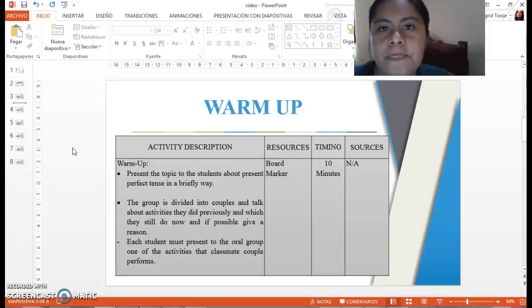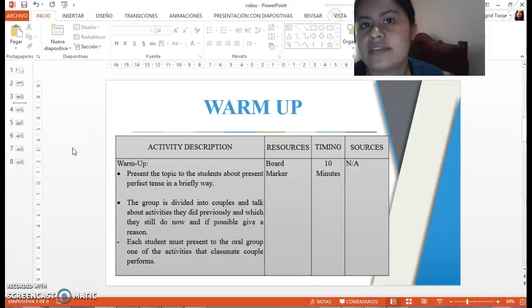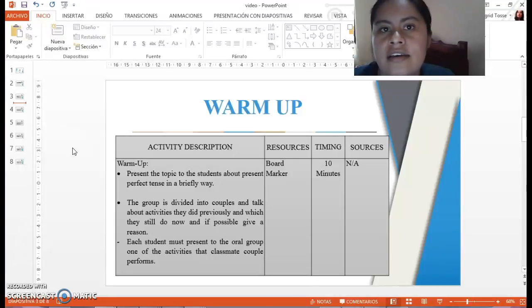And then the course is divided into couples, and the students should speak about the activities that they did previously and which they still do now, and if possible give a reason. It is very important that students stay attentive to what their classmates say, because then the students present at least one sentence about the activities their classmates did. This is presented in an oral way.